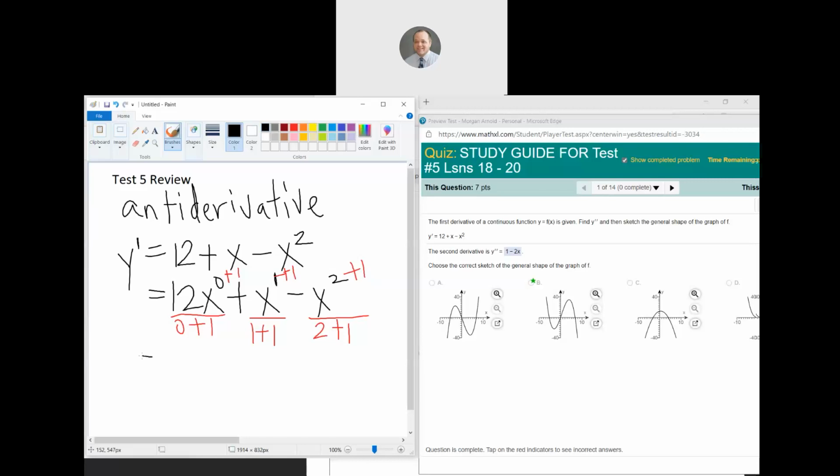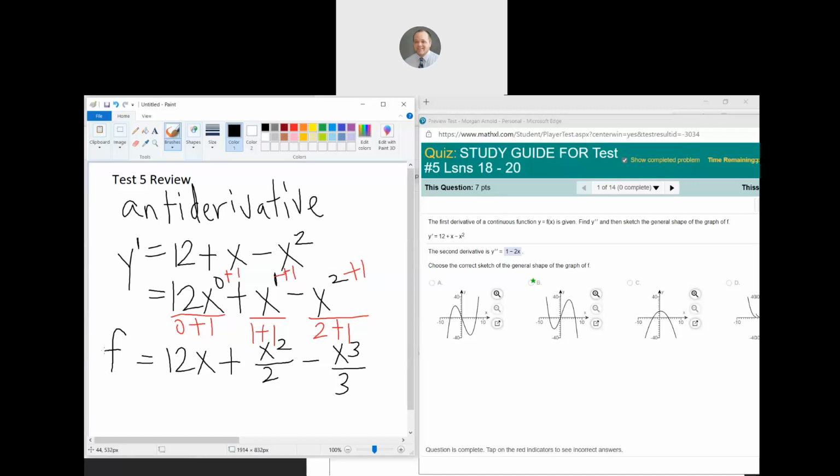So that gives us 12x to the first power over 1, or just 12x, plus x squared over 2, minus x cubed over 3. And normally you would put a plus c to represent any possible constant, but we don't need that here. We're just looking at what the original function f was.